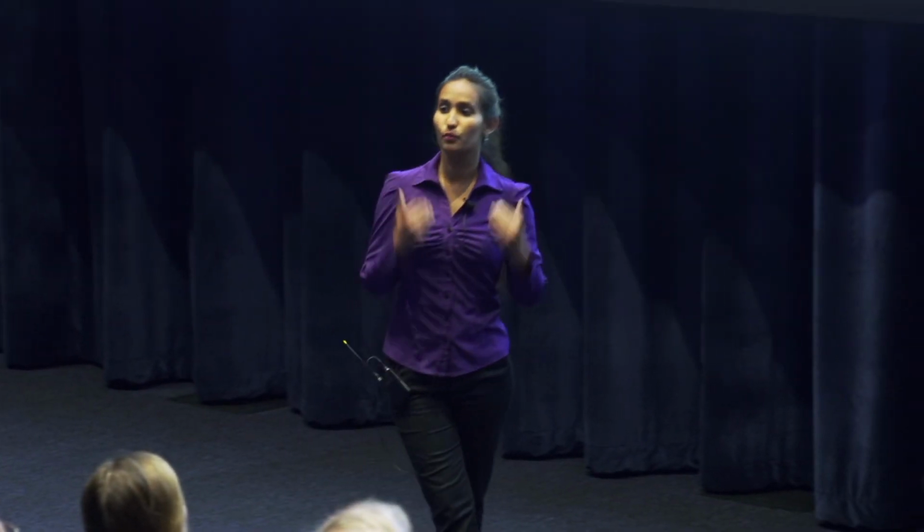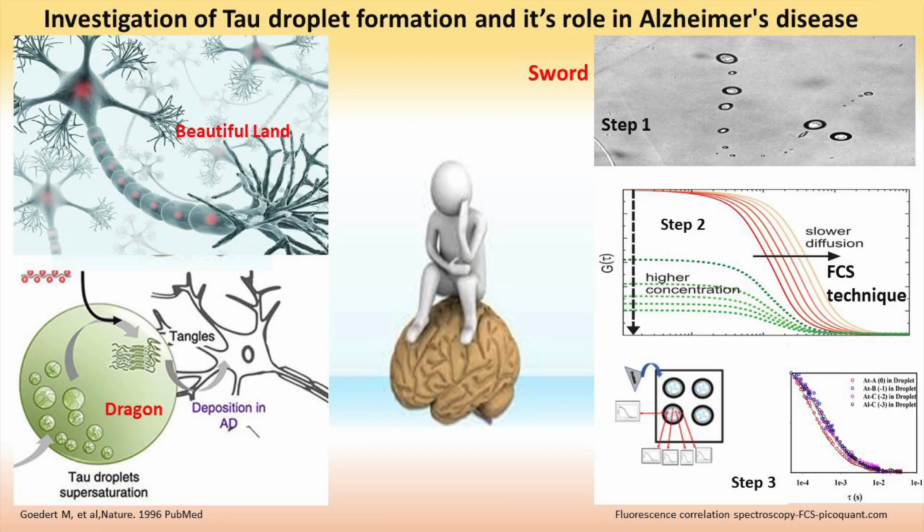These neurons are supported by various kinds of proteins. Among all the proteins, I wanted to study one protein called tau protein, because this is our dragon in my story. It leads to the Alzheimer's disease in unhealthy neurons.